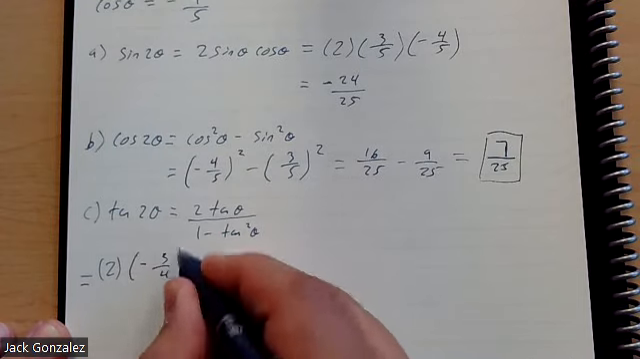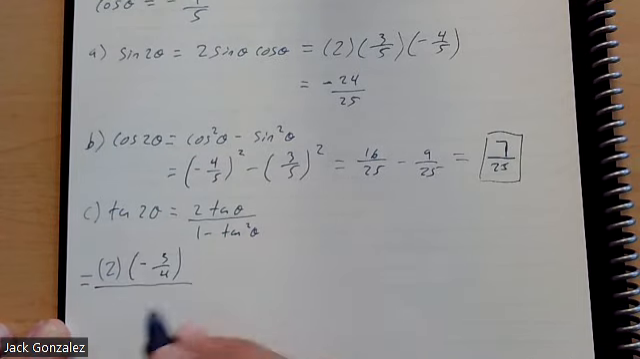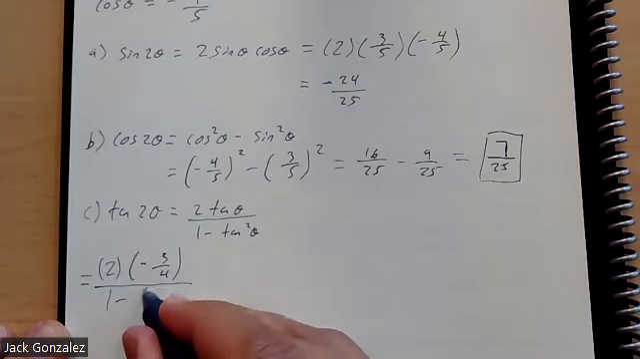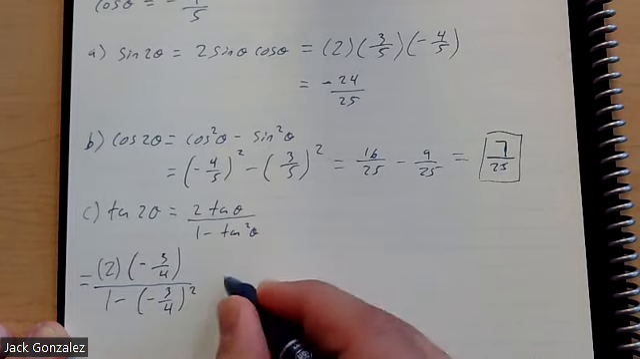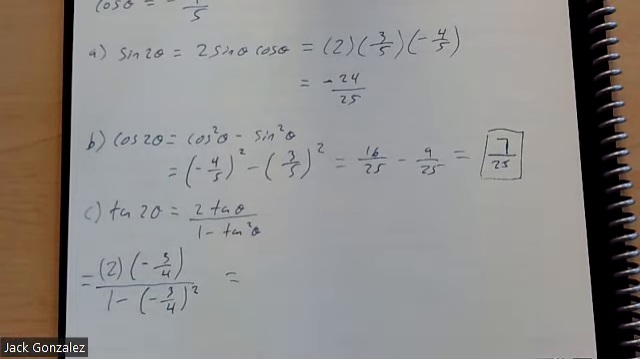-3/4 over, sorry, 1 minus that same garbage squared. So technically that is your answer, but we have to simplify.